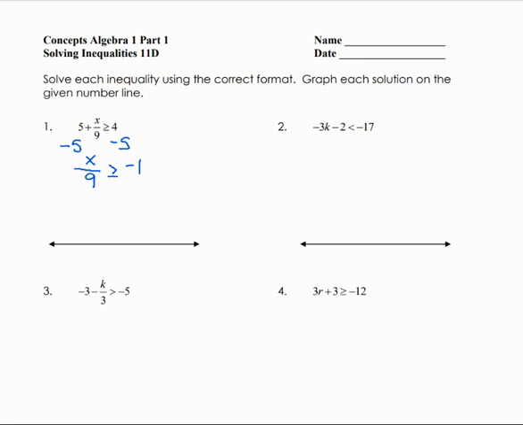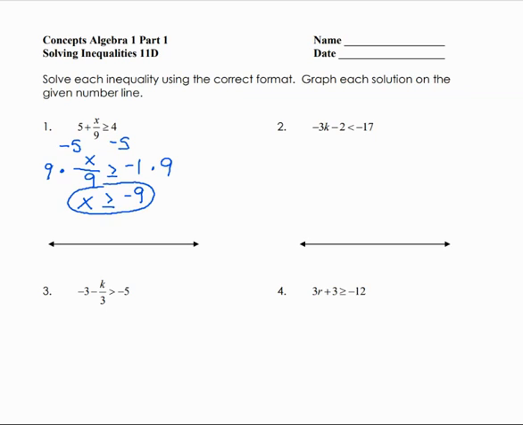Now to get x alone, it's saying x divided by 9. So to undo division, we multiply. Those 9's cancel. I'm left with x. Do I flip my symbol? What do we think? Do I flip the symbol? No, because it wasn't negative. Good. No, we're multiplying by positive 9. So I keep that. And then negative 1 times 9 is negative 9. So there's my solution.